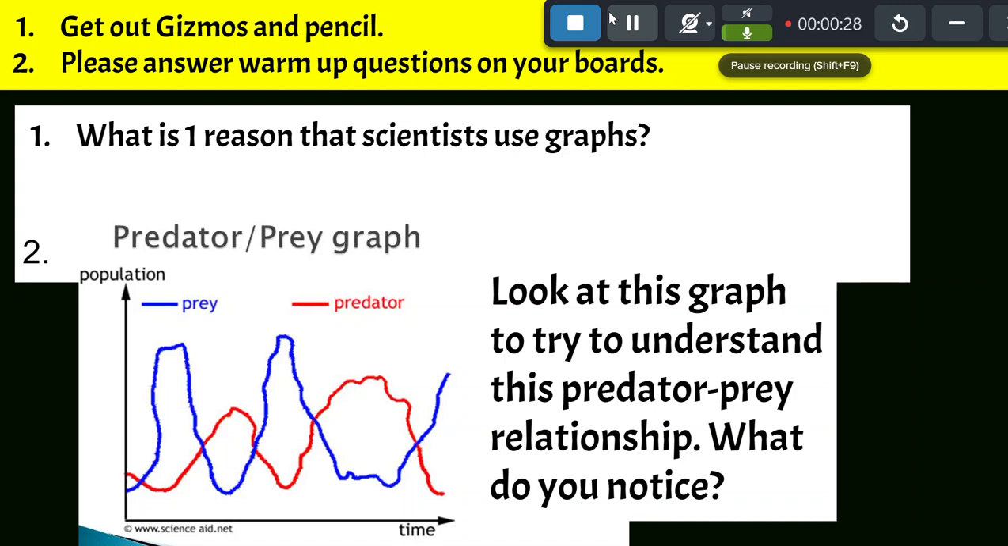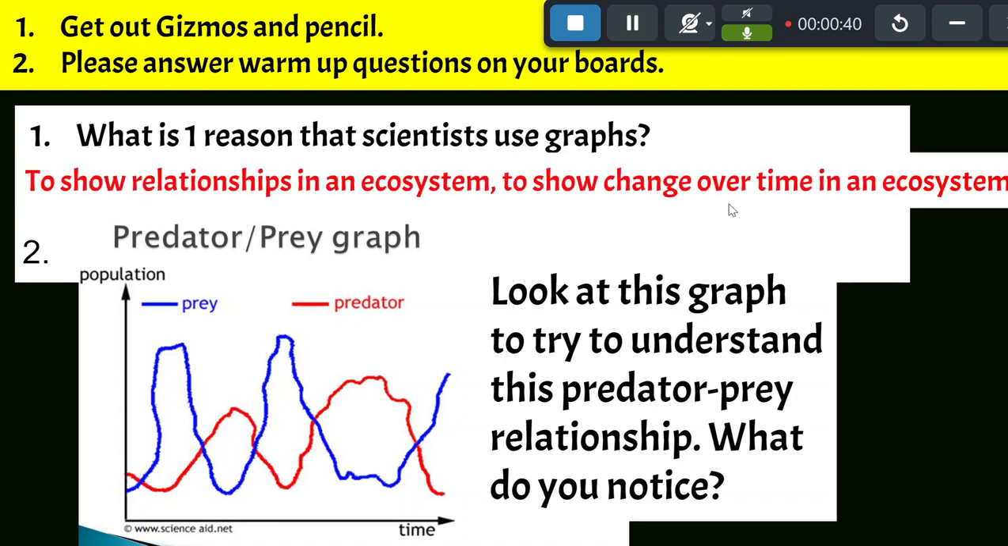All right, so finishing up Change is a Constant. This is our warm up. What is one reason that scientists use graphs? Well, you know that scientists are going to use graphs to show relationships in an ecosystem or to show change over time in an ecosystem. Of course, we use graphs in other ways as well, but because we are thinking about ecosystems with change as a constant, we just want to focus on how we might use graphs in our current unit.